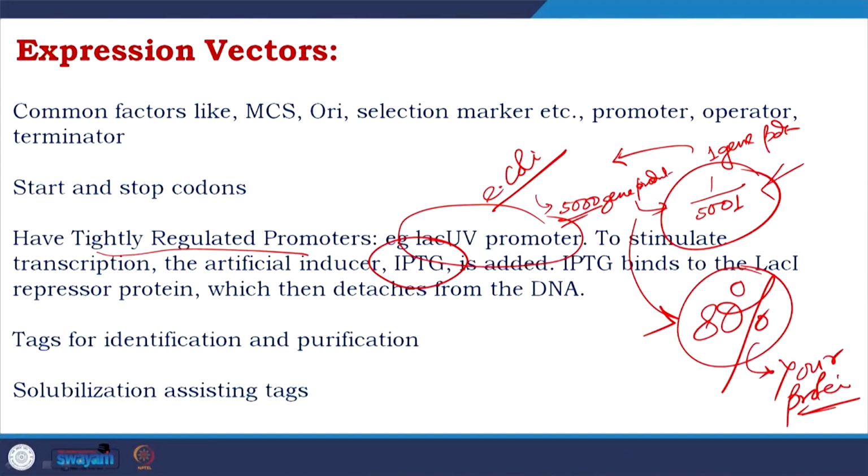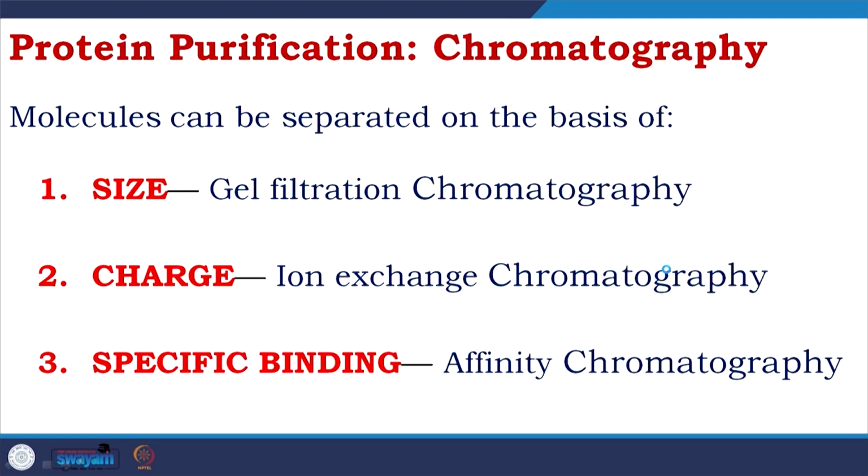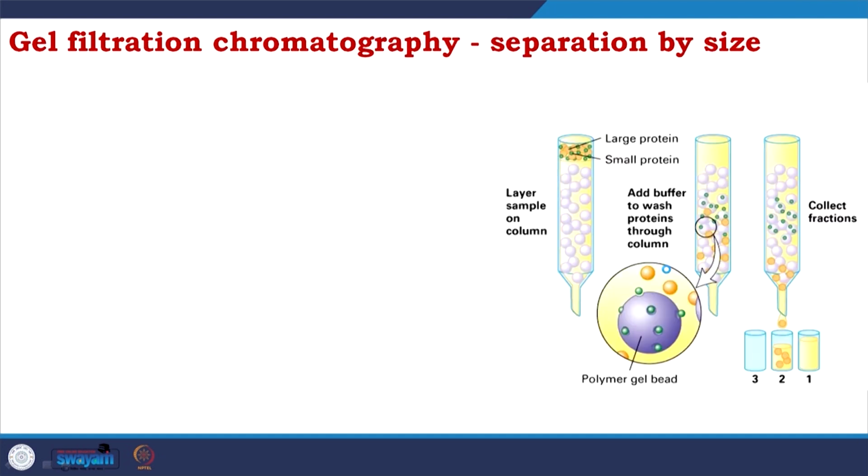Then solubilization assisting tags: there are some tags like chaperone and all, stabilizing protein, which helps your protein to solubilize. Solubilization is very important for optimum production. Now, going to the protein purification, there are chromatography techniques. For size based separation, there is gel filtration chromatography or size exclusion chromatography. For charge based separation, ion exchange chromatography. For specific binding related separation, there is affinity chromatography.